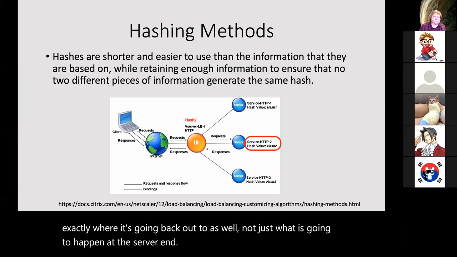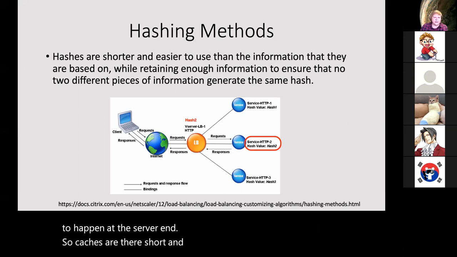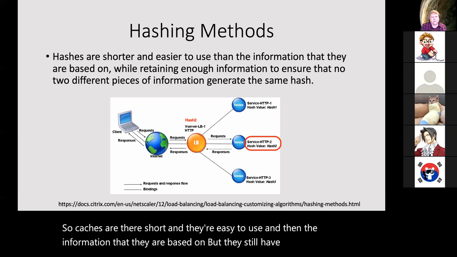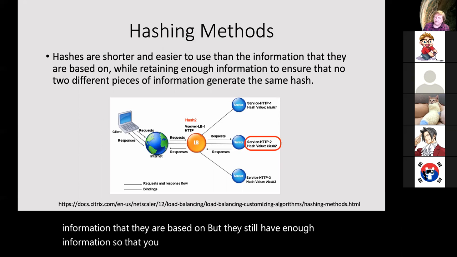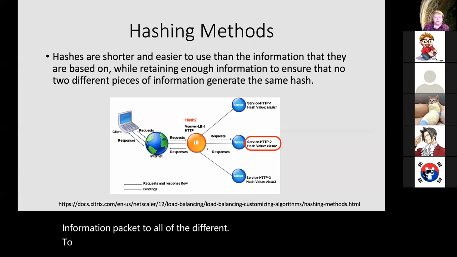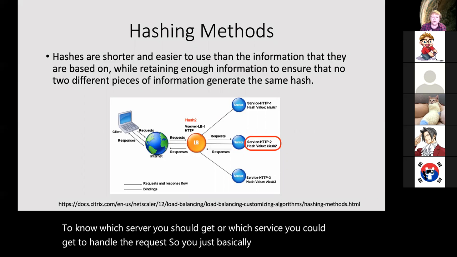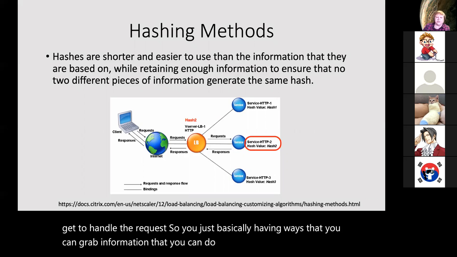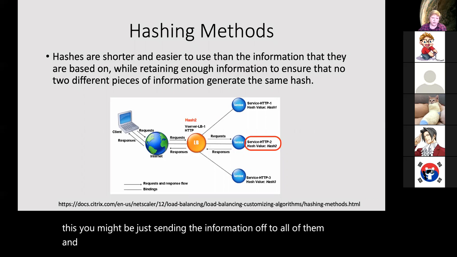So hashes are short and easy to use, but they still have enough information from the data they're based on to give you a unique information packet, so you know which server or service should handle the request. You might just be sending the information off to all of them, and they may be choosing which one is the best one.